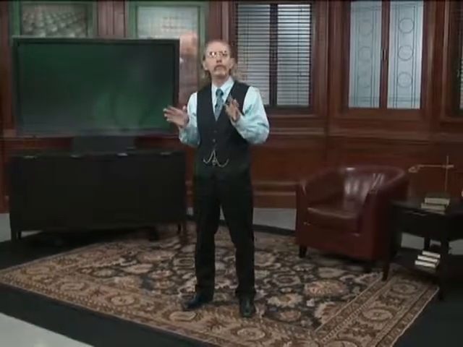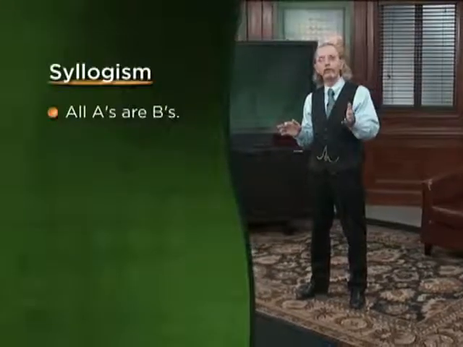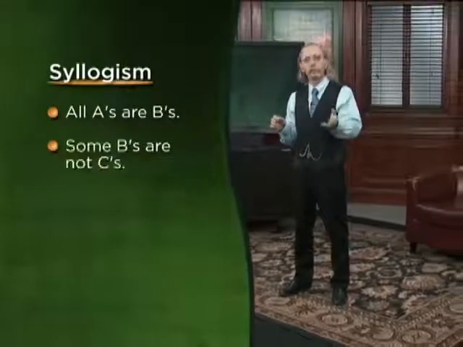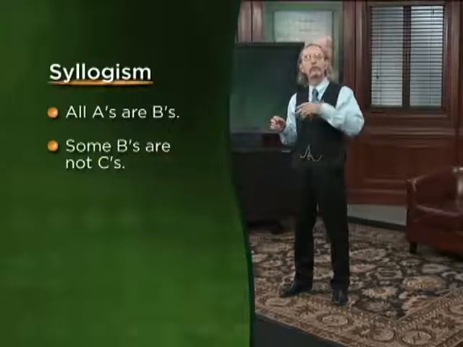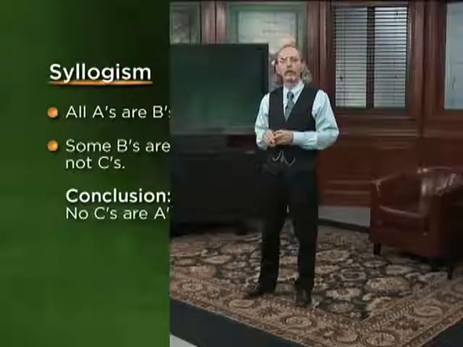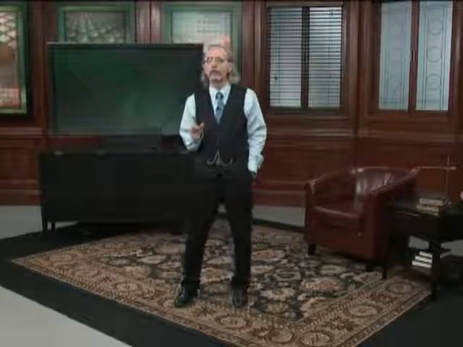The syllogism itself is an argument in three propositional steps, with maybe a structure like this. All A's are B's, some B's are not C's, no C's are A's. Some syllogisms are valid, some are not. The one I just gave you is a syllogism, sure enough, but it's not a valid syllogism.